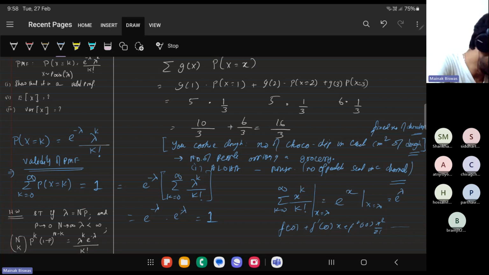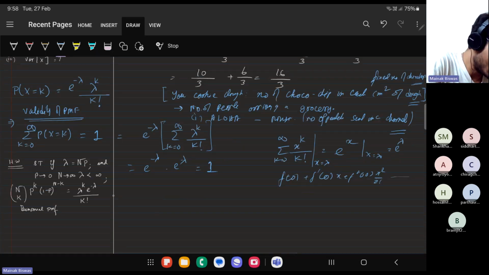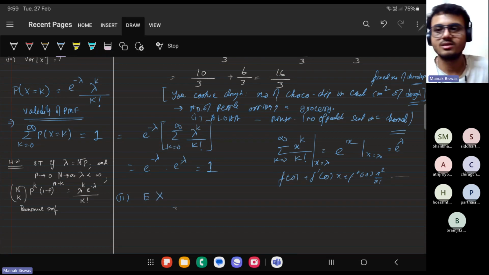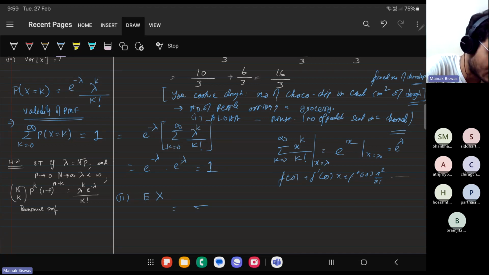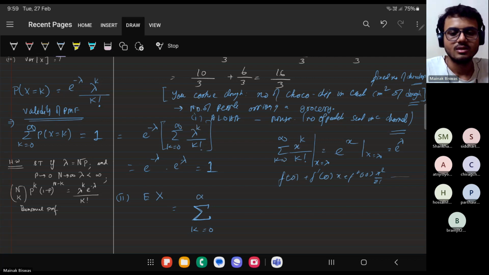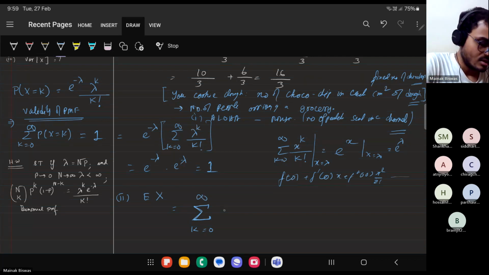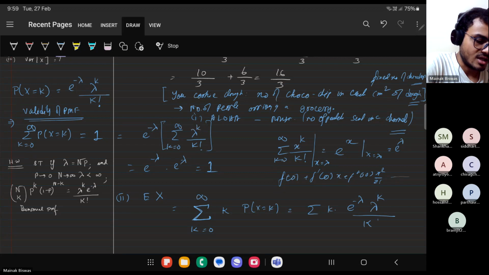Good. If you have understood, the second question is find the expected value of x. What is the expected value of x? If you have been following me all this while, how will I write this expected value of x? Sum k equal to 0 to infinity, k into P(X equal to k). That is k into e to the power minus lambda, lambda to the power k by k factorial.